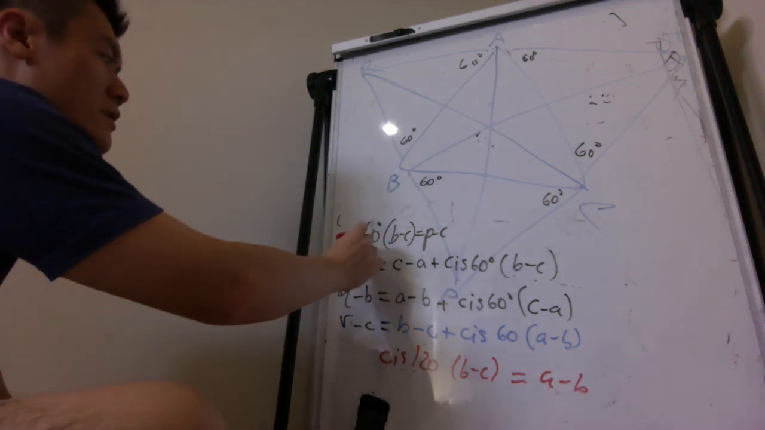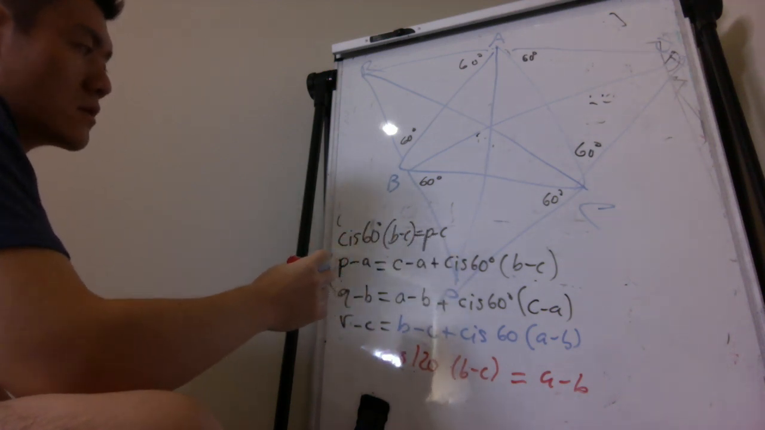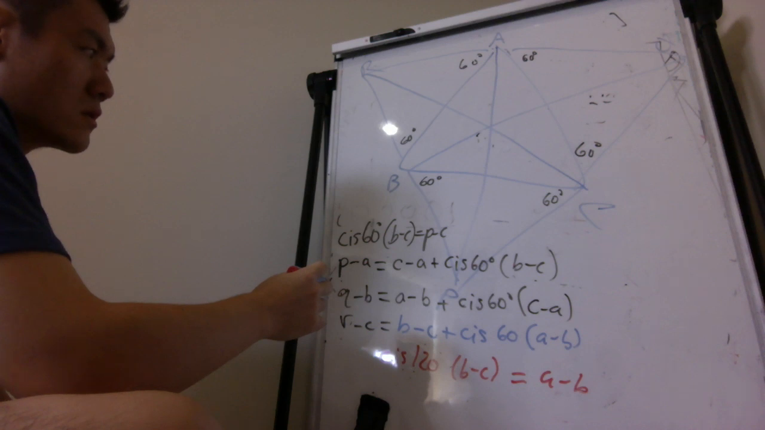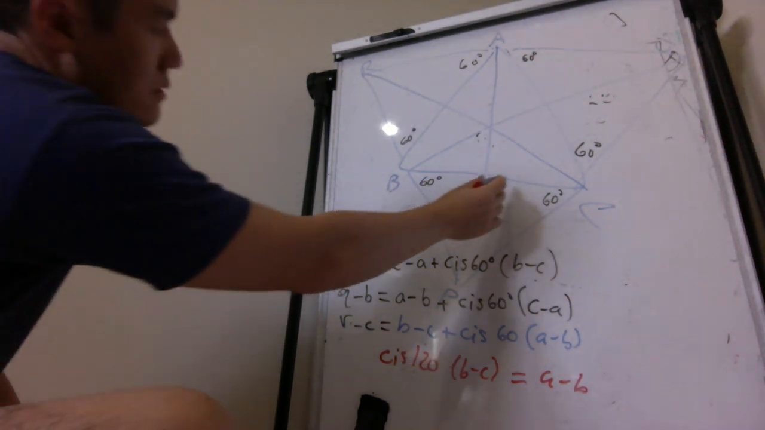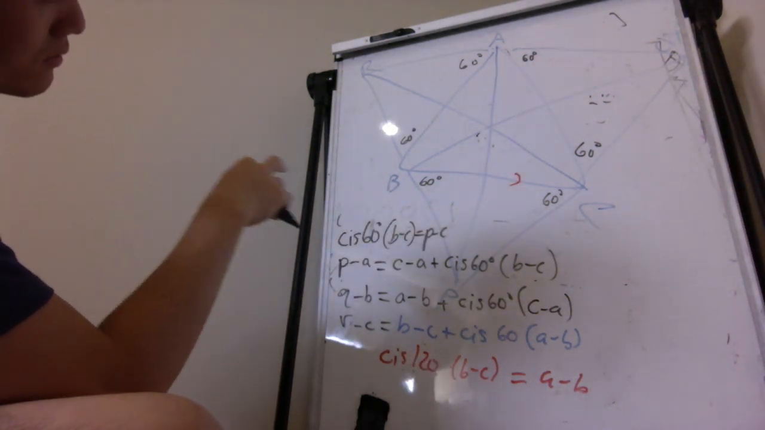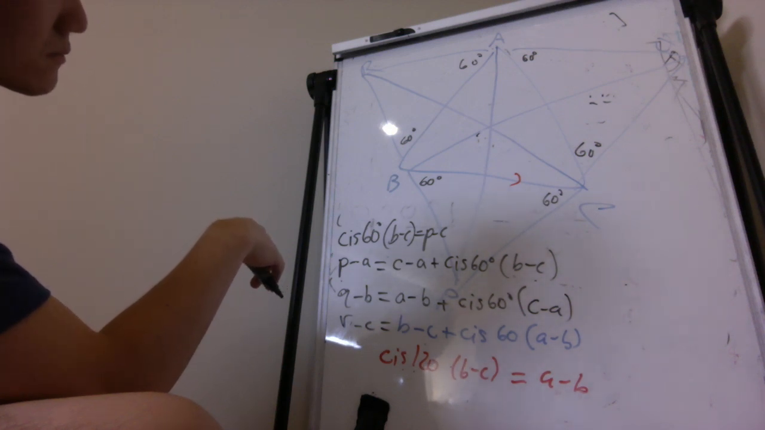So you're saying this is wrong? No, it's not wrong, but you can change it. It's like cis60 of C minus B equals P minus C. C minus B is the vector BC. But you rotate it clockwise, so it's minus 60. And you can move out the minus, can't you? I think.